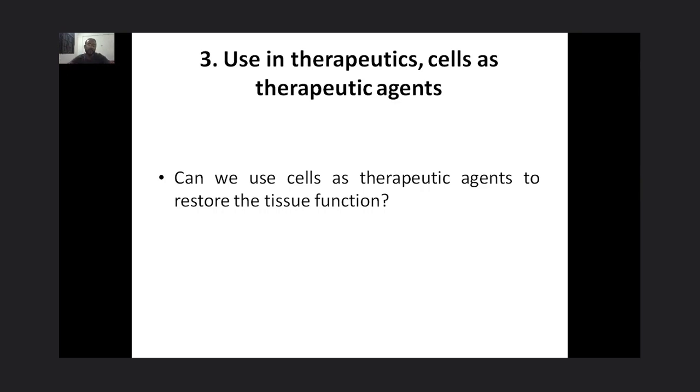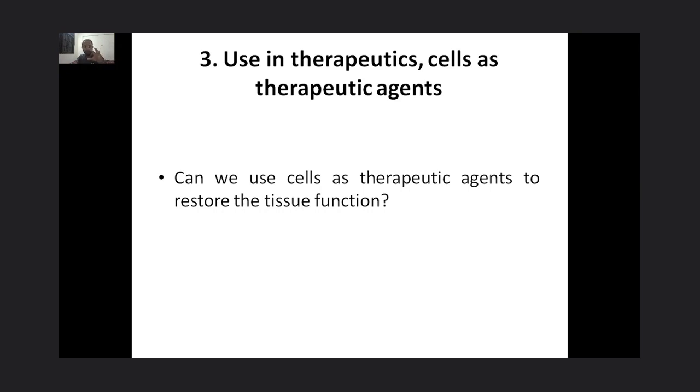Let's see the topic. Can we use cells as therapeutic agents to restore tissue function? That means we will be using cells as a therapeutic agent. Here cells will act as the treating agents or treatment, because you are using the cells.